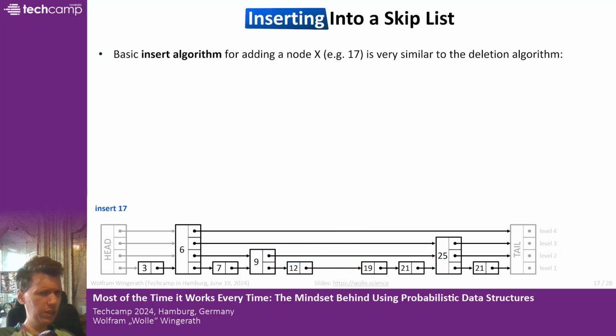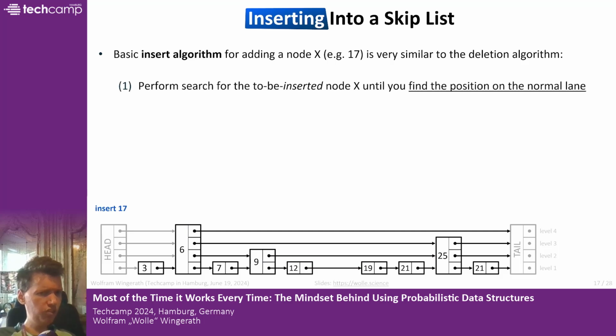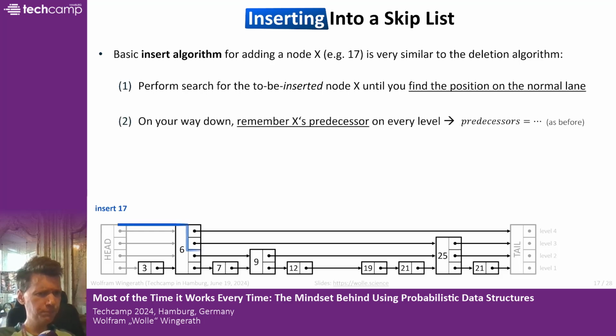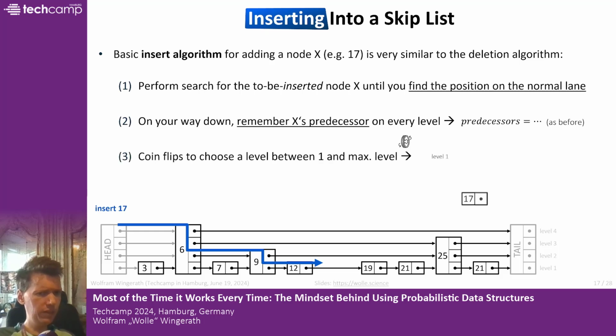What about inserts? How does that work? It's basically the same. So again, we would start with the search and then find the position of our node on the normal lane. We don't need to do this in detail. Again, we remember the predecessors, like on the last slide, and now we have the position where we want to insert our node. So we start flipping a coin. Obviously we're on the first level either way because we need to insert every node on the normal lane.